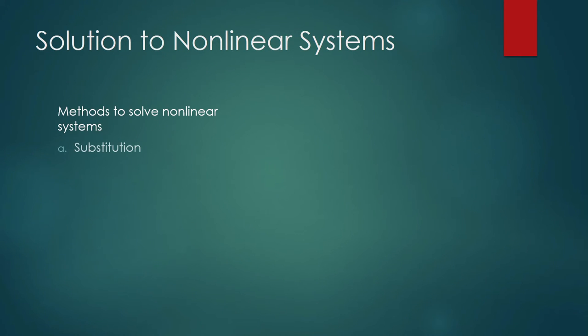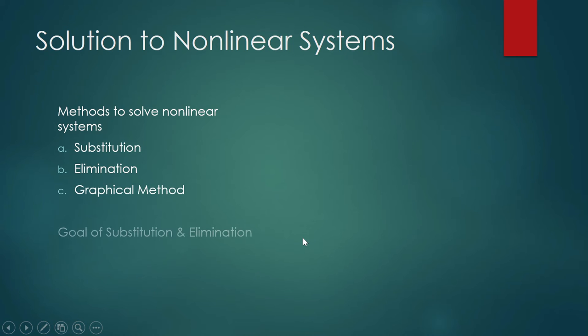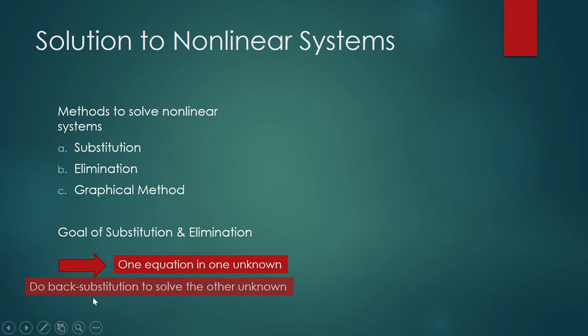Let us lay down the methods by which we can solve nonlinear systems. These are the same methods we use to solve systems of linear equations. We do it by substitution, by elimination. We can also do it by the graphical method. If we do it by substitution and elimination, our goal is to produce one equation in one unknown, and then use this to solve for the other unknown.